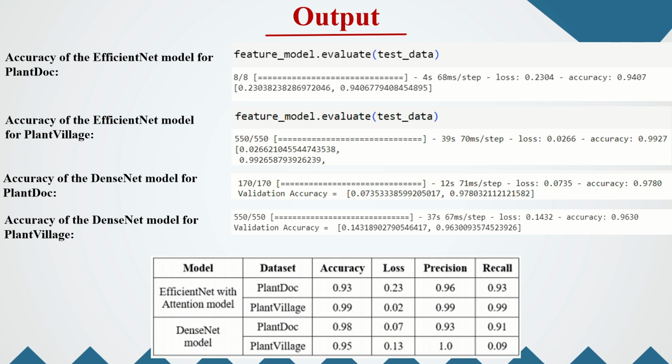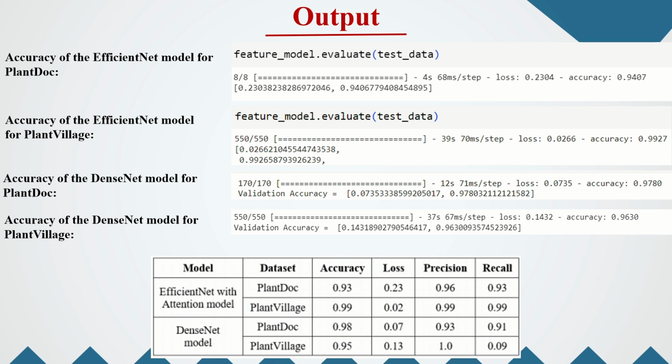In the DenseNet model, for the PlantDoc dataset, the model displayed a high accuracy of 98% with a relatively low loss of 0.07%. The precision and recall were favorable at 93% and 91% respectively. However, on the PlantVillage dataset, while the accuracy remained strong at 95%, the model showed a slightly elevated loss of 0.13%. Most notably, the precision score reached 100%, but the recall dropped to 9%.